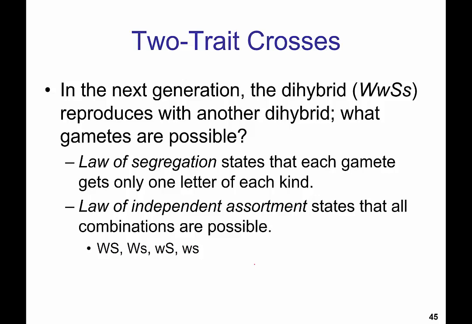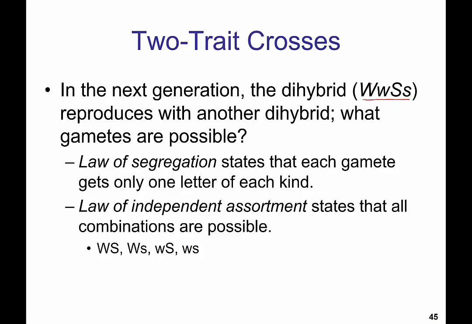This is where we look back at the law of segregation and law of independent assortment. The law of segregation states that each gamete gets only one letter of each kind. So that's looking at a single allele for each trait. The law of independent assortment states that all combinations are possible. In order to get that, we're looking at every combination of W's and S's here.